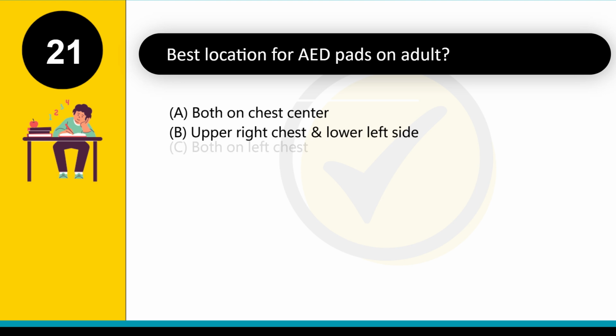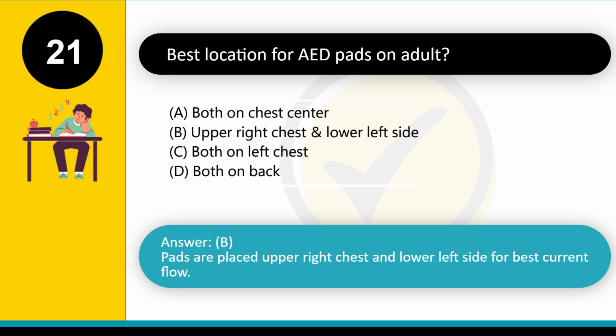Best location for AED pads on adult? A. Both on chest center. B. Upper right chest and lower left side. C. Both on left chest. D. Both on back. Answer, B. Pads are placed upper right chest and lower left side for best current flow.